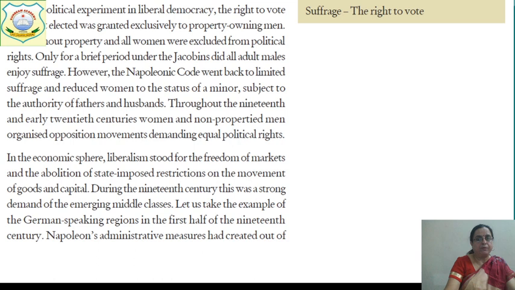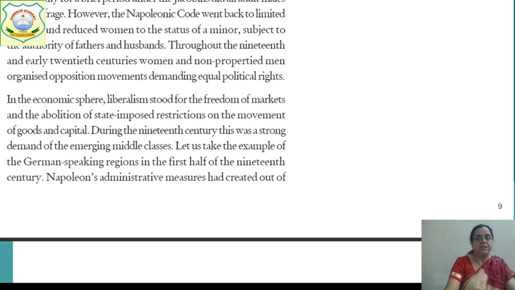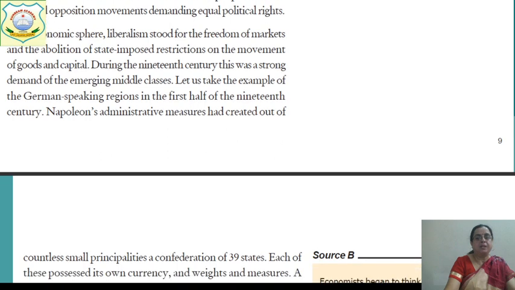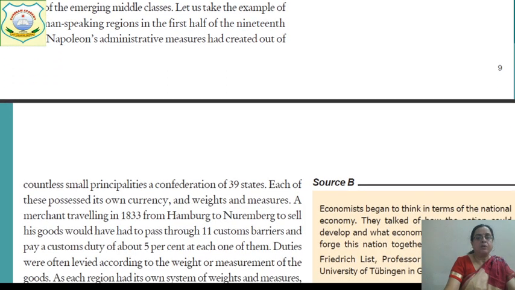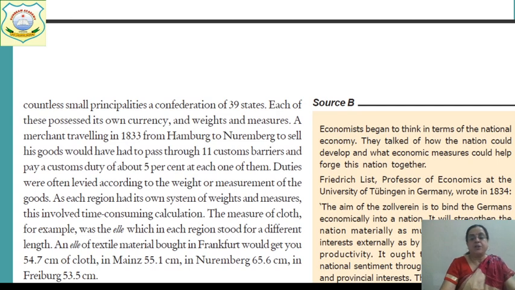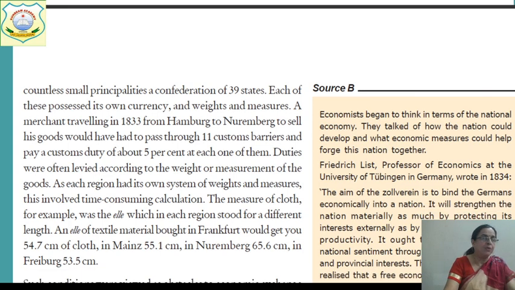You can take the example of the German-speaking regions in the first half of the 19th century. Napoleon's administrative measures had created out of the countless small principalities a confederation of 39 states. At that time, Germany was a confederation of 39 states, and each of these possessed its own currency and weights and measures. Means a merchant traveling in 1833 from Habsburg to Nuremberg to sell his goods would have to pass through 11 custom barriers and pay a custom duty of about 5% at each one of them. So it was so difficult to trade at that time, children.